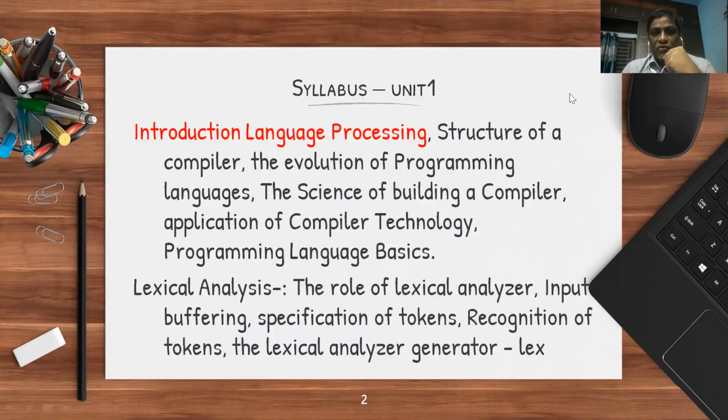Today, we'll focus on the structure of a compiler. So what are the components involved in a compiler? We'll look into the structure as well as the different types of phases available in a compiler, right?